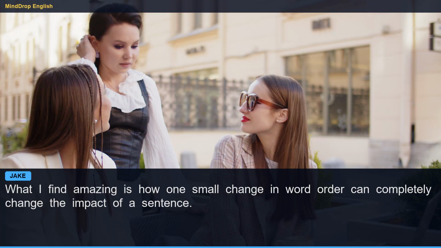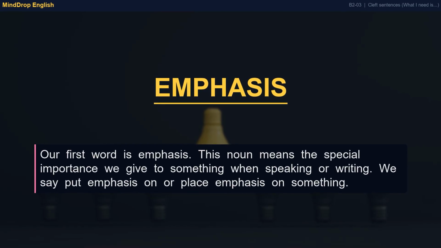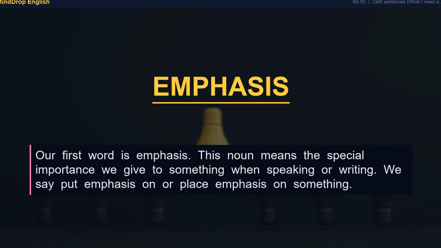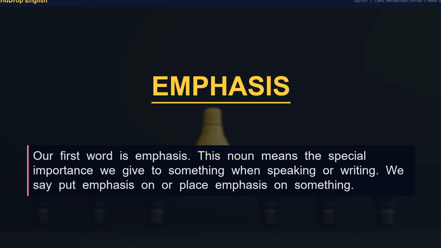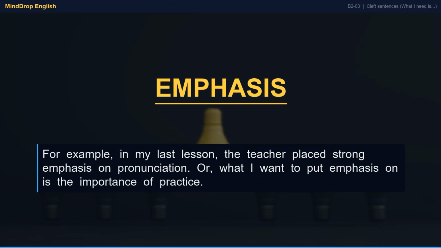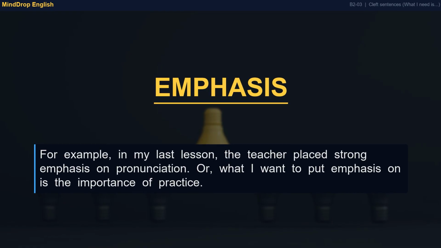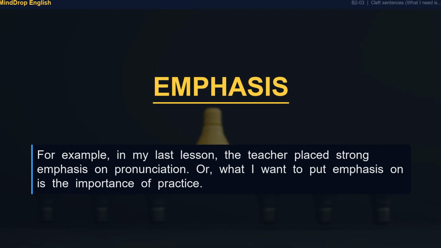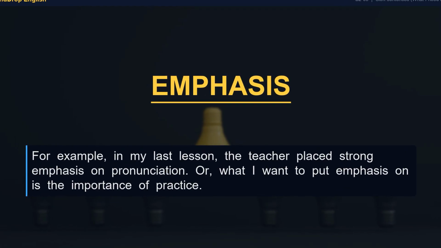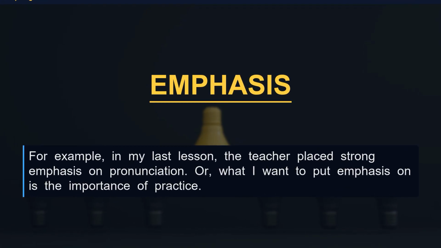Now let's look at our vocabulary in detail. Our first word is emphasis. This noun means the special importance we give to something when speaking or writing. We say put emphasis on or place emphasis on something. For example, in my last lesson, the teacher placed strong emphasis on pronunciation. Or, what I want to put emphasis on is the importance of practice.